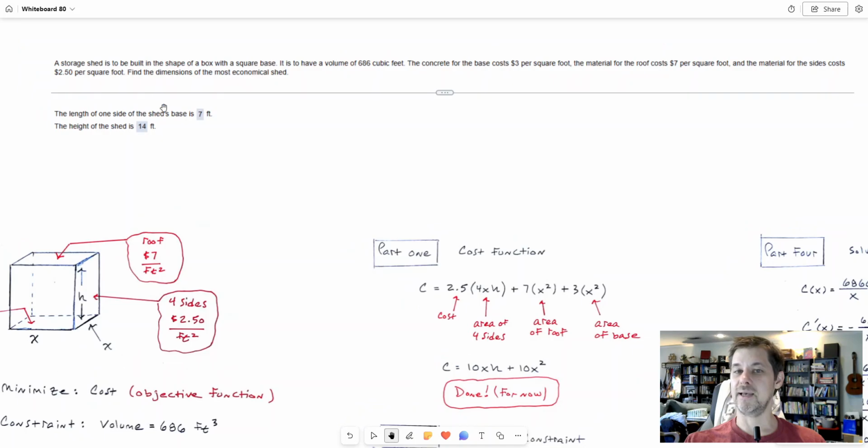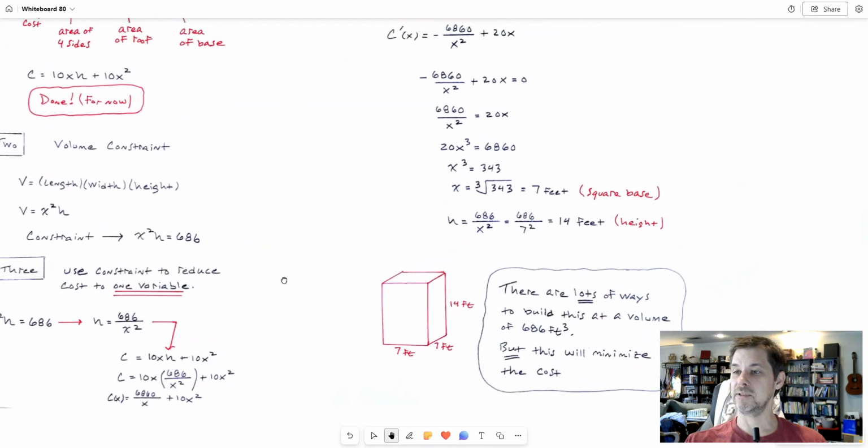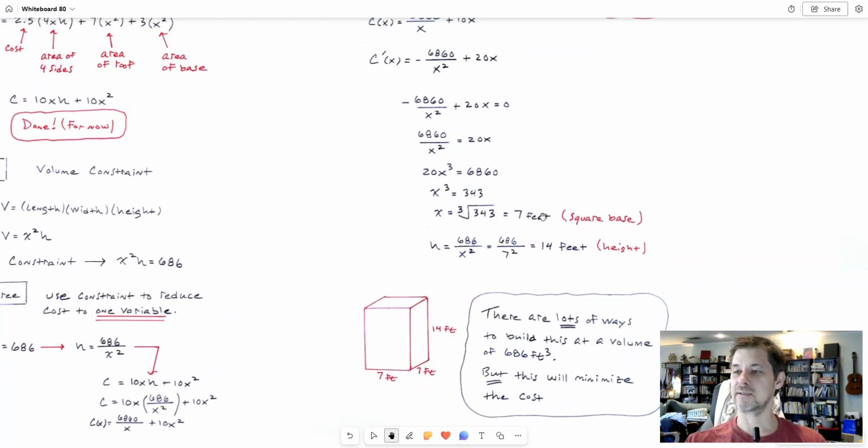But I guess the question, as I see it here, just wants to know, what are the dimensions? How big is the base? How tall is it? And so on. So what I'll do is this. I solve for x, and I know that that tells me how big the base is. The foundation of this storage shed is a 7 by 7 square.